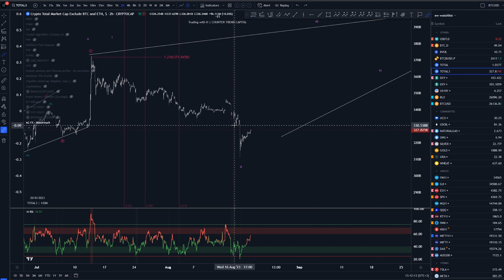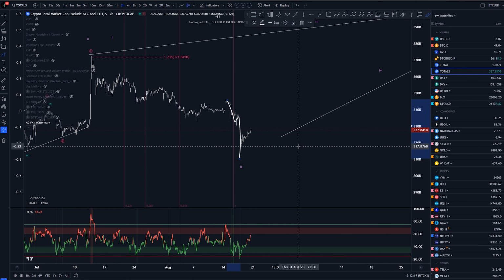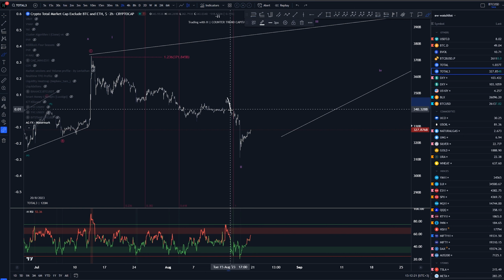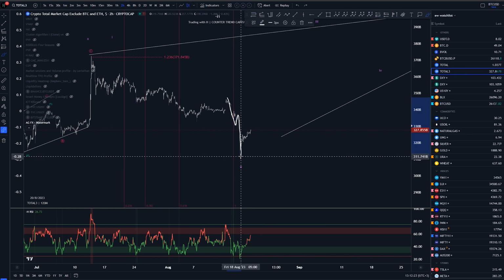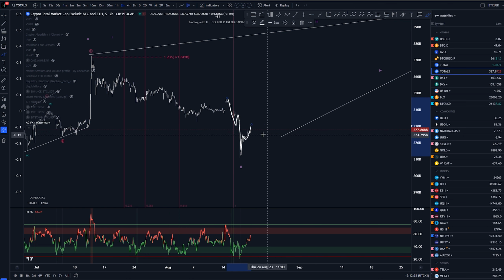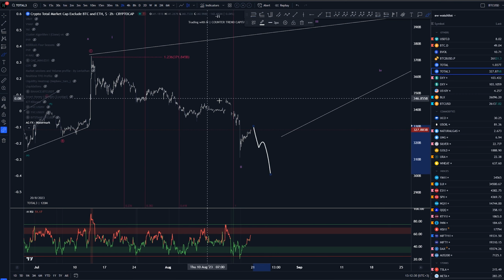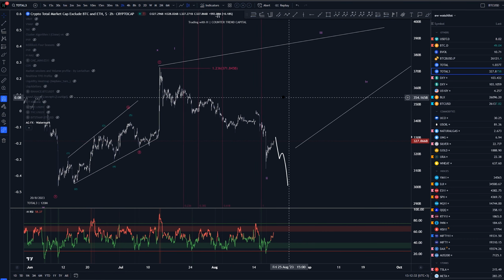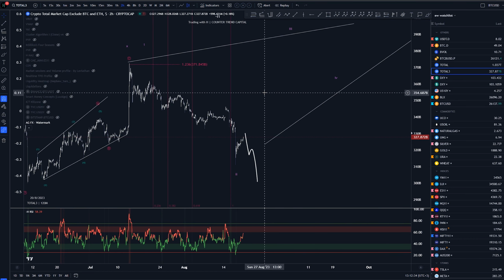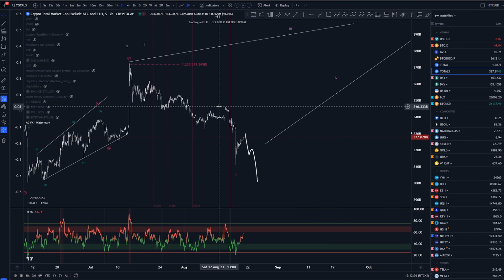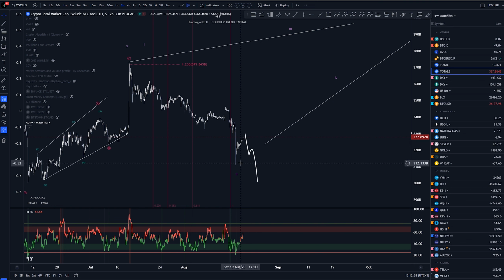If we break this 330 here, this would be allowing us to say that, okay, this is not a 1, 2, 3 to the downside, but instead we could be creating this as an ABC, create a correction to the upside, and then have another dump to the downside. Now that is a bit more bearish, but that is the way to go here, in my opinion. This does not really look too impulsive to the downside.